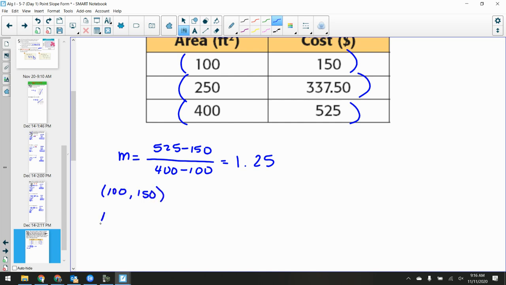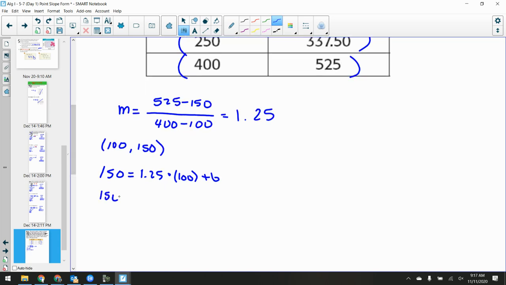So I know y equals mx plus b. Okay, well, 150.